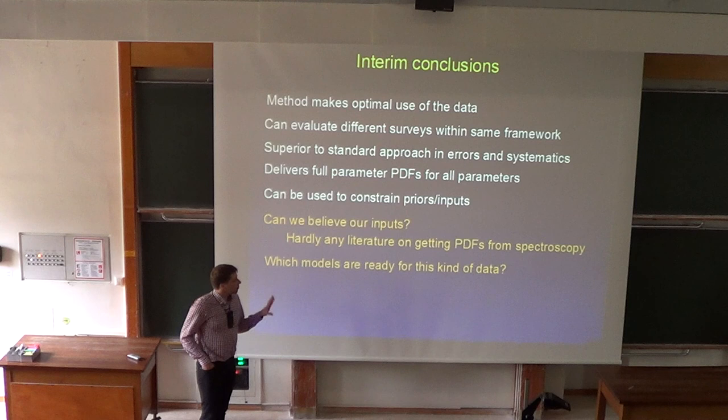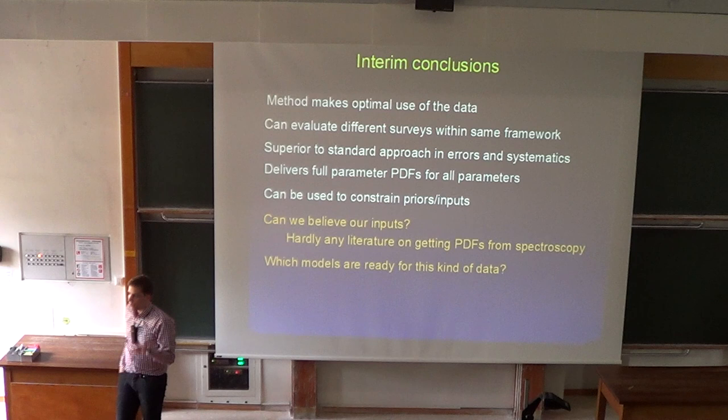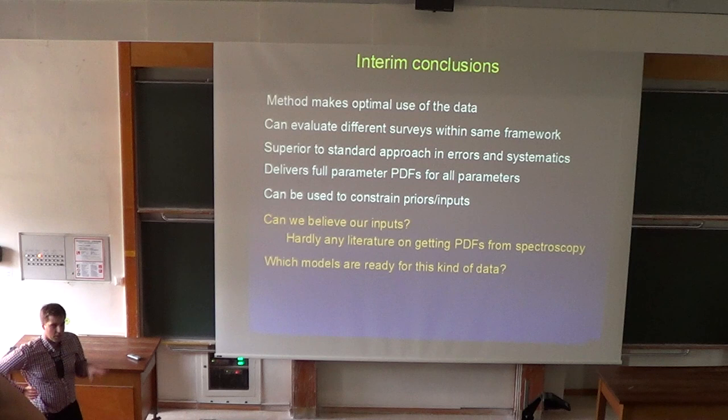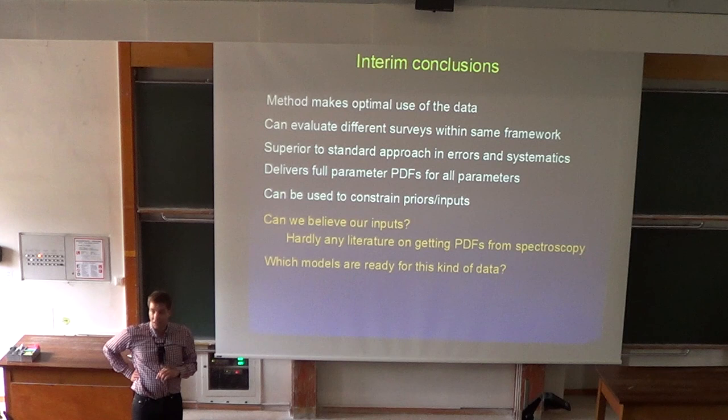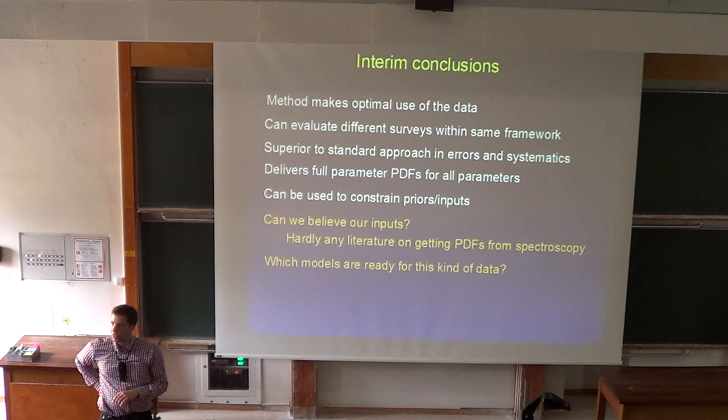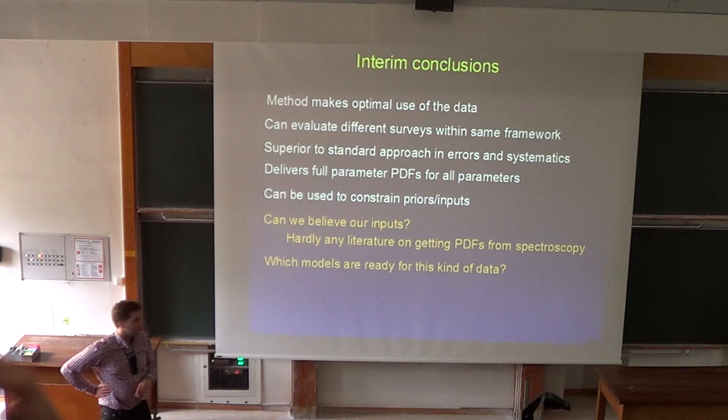What also should be mentioned is this virus spec on the models. Because you have all your parameter estimates, every single model point is under fire, so you can see that suddenly there are residuals in colors for the stars. You can use clusters in a more sophisticated way to constrain your stellar models, etc. And the big sore point here is there is no literature, or hardly any literature, on getting PDFs from spectroscopy. We have no experience, and I'm a little bit in the void about how good our methods currently are to get those PDFs from spectroscopy.